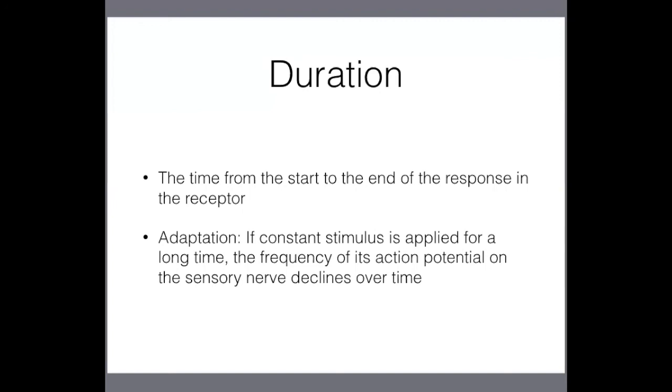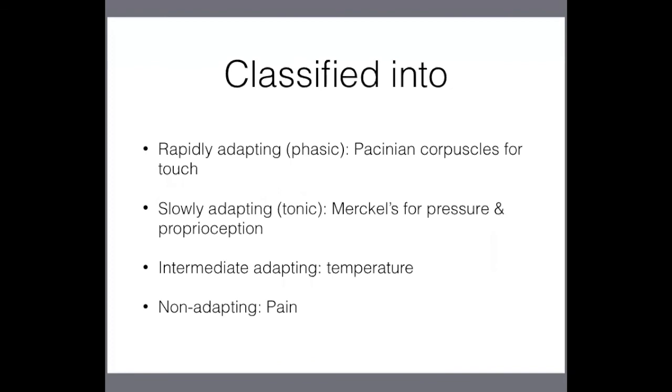However, if a constant stimulus is applied for a long time, بيحصل حاجة اسمها إنه ال frequency of the action potential بتقل over time. So in other words, بيحصل adaptation. So if I touch you, I keep my hand there for a while. In a few seconds, you start to forget that I'm touching you. Make sense? So عندنا, due to that, we classify senses into 4 based on its ability to adapt.